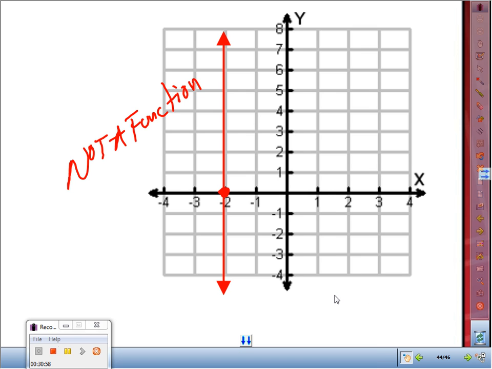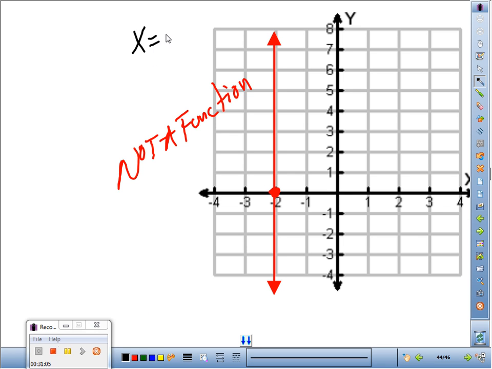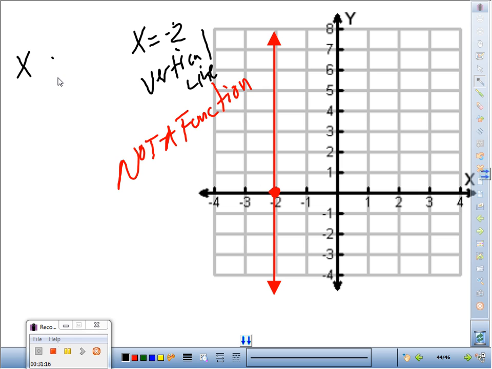So now, this is for x equals -2. It's not a function because it's a vertical line. Now check this out. How else can we tell that it's not a function? Watch. Look up, please. X, Y. If I was to do a table, let's see. At -2 of x, let's see. What would be Y?